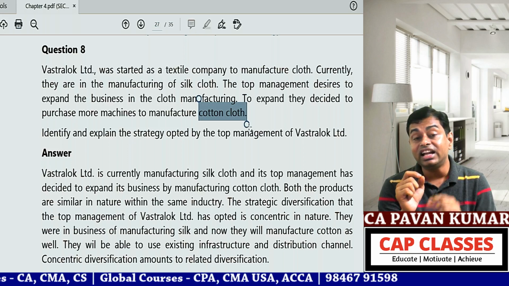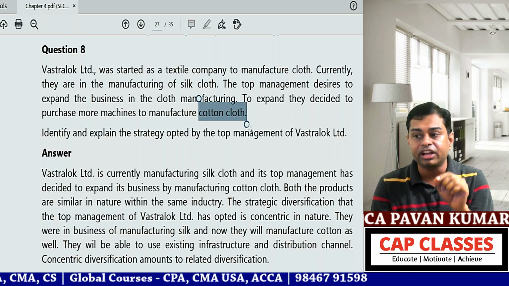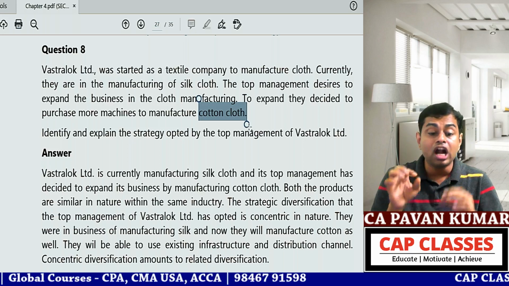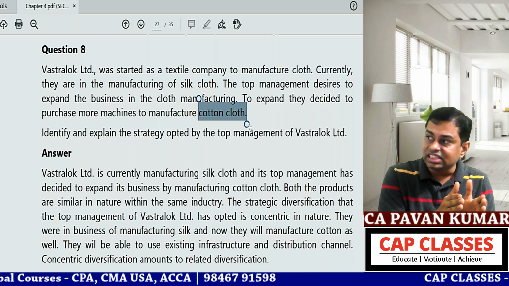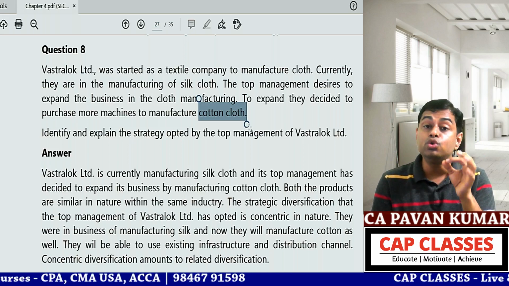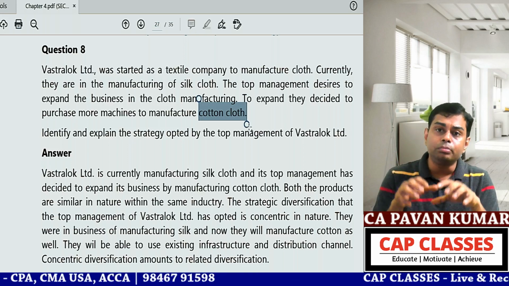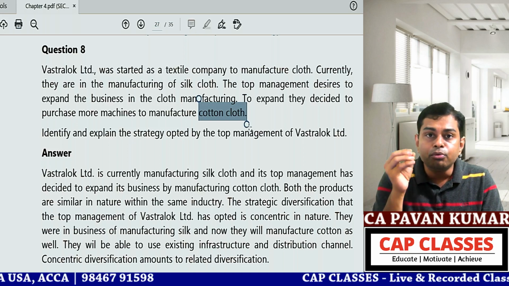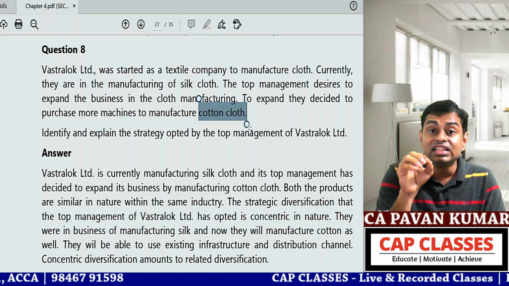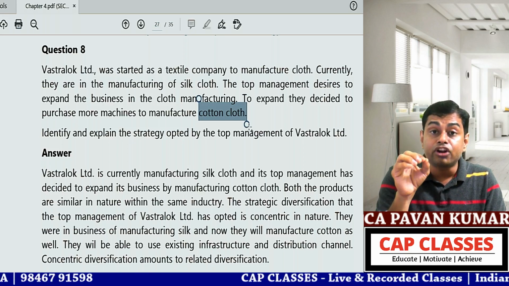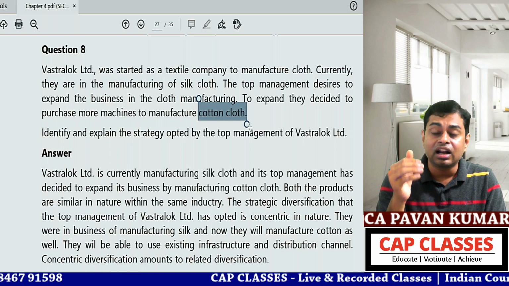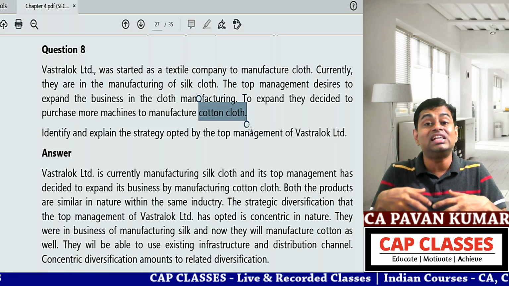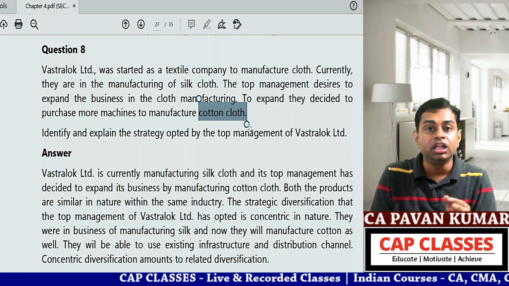When can you say that it is unrelated or conglomerate diversification? To name it as unrelated or conglomerate diversification, there should not be any connection between the existing business and the new business. But here the beauty is, since you are already a cloth manufacturer, you have factories, you are buying machines, and you will put them in the same factory: existing resources, existing infrastructure, existing laborers, existing technology, existing know-how, existing business acumen, skills, everything can be used.